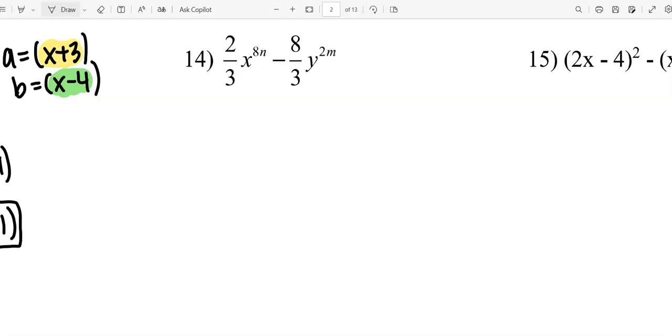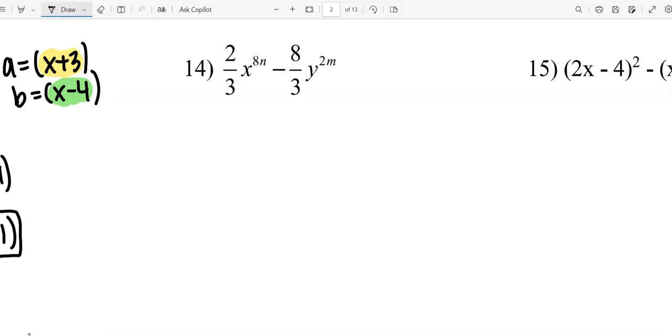Fractions. We gotta take out at least the denominator, right? So here, what would we have to take out? 1/3. So let's take out 1/3. And then if we take out 1/3, 1/3 times 2 will give us 2/3. That gets an x to the 8n. Minus, what times 1/3 will give me 8/3? 8. And that gets a y to the 2m.